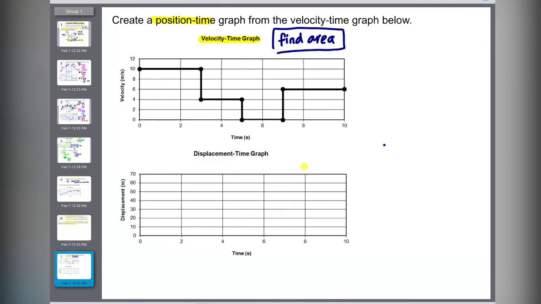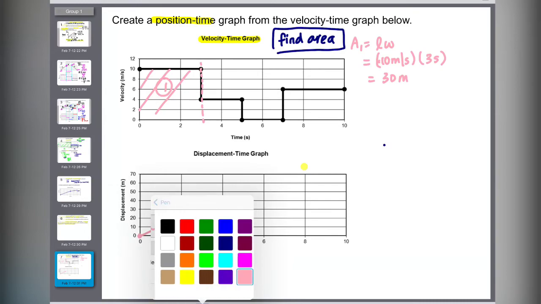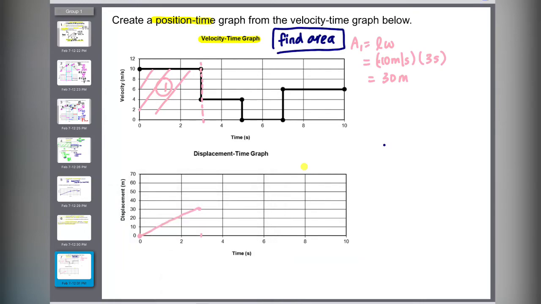Okay, let's do the first one. The first one is between 0 to 3 seconds. This is your first block, and I'm going to call this block 1. Area for 1 is a rectangle, so length times width. The length is 10 meters per second, the width is 3 seconds, so I get 30 meters. So between 0 to 3 seconds, I have traveled 30. I start from 0, go to 30, put a dot here, and draw a line. That is after 3 seconds.